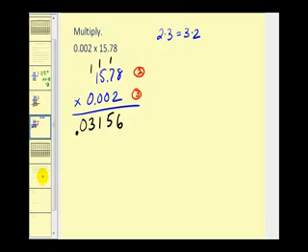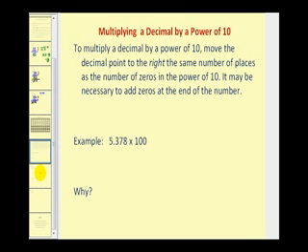I do want to take a moment now and talk about multiplying a decimal by a power of 10. This can be done very quickly and easily since our number system is based on powers of 10. To multiply a decimal by a power of 10, we move the decimal point to the right the same number of places as the number of zeros in the power of 10. And it may be necessary to add zeros at the end of the number if there aren't enough digits.